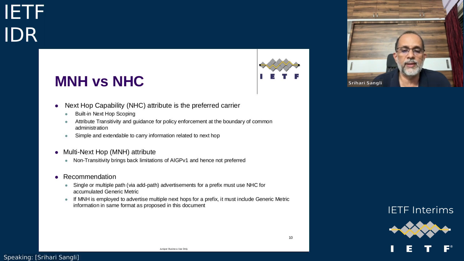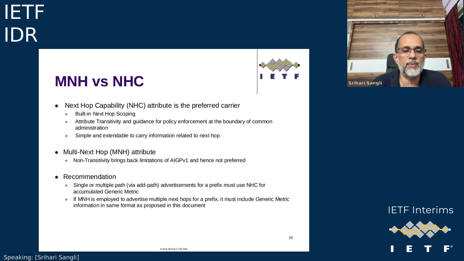So in the case of RR, if the RR is an inline RR, which modifies the next hop, then we have no other choice of upgrading it anyway. But in case there are RRs which do not modify the next hop, using MNH as a carrier will force them to be upgraded, and we have heard from operators that we do not want RRs to be upgraded. It creates a lot of havoc in the network and operational issues, as we understand, right?